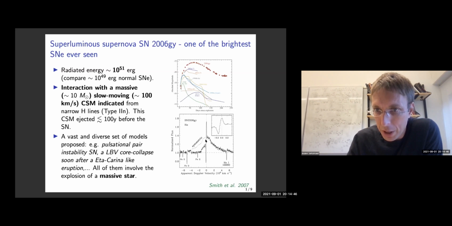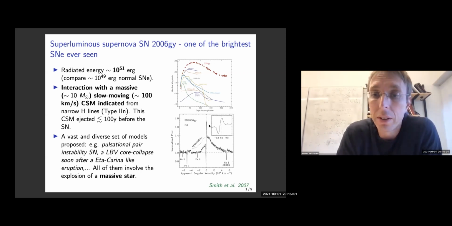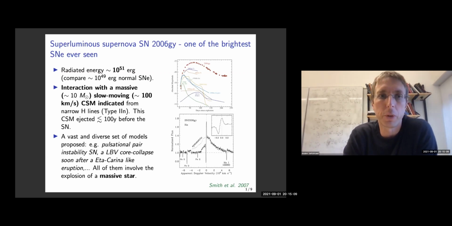We can actually see the CSM. If you look at the spectrum down here, this is a zoom in on H alpha. So you have some fast material here. And then you have these narrow lines. And these narrow lines are emitted from the unshocked or unaccelerated CSM. And we can infer from the line profiles the expansion velocity of this gas, which is of order of about 100 kilometers per second.